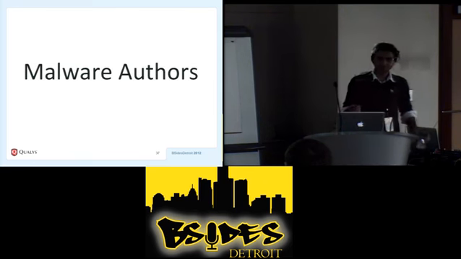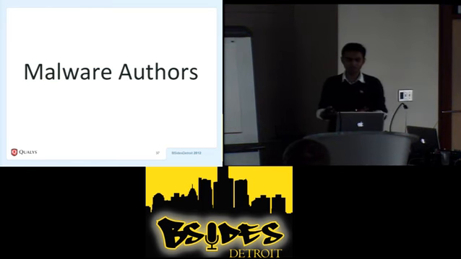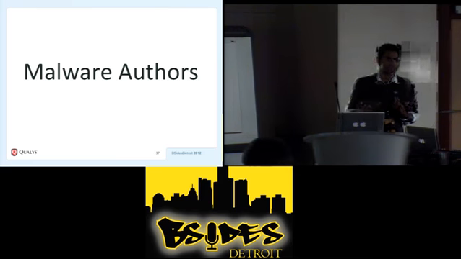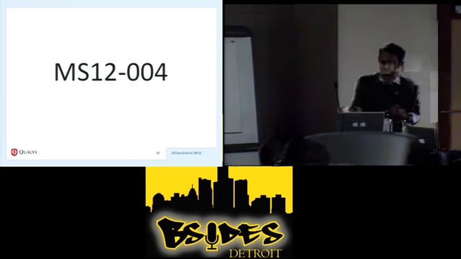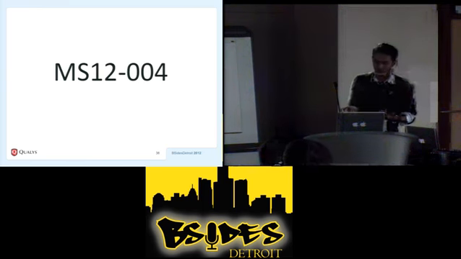Malware authors. So these patches are released, and what malware authors do is they start doing this binary diffing, and they try to come up with exploits. They try to come up with custom malware to exploit these vulnerabilities. And for that, I'll show you a third example, MS12-004.